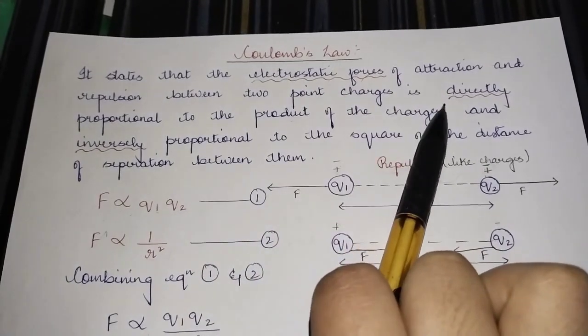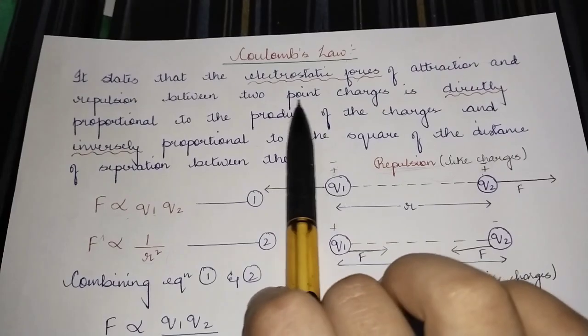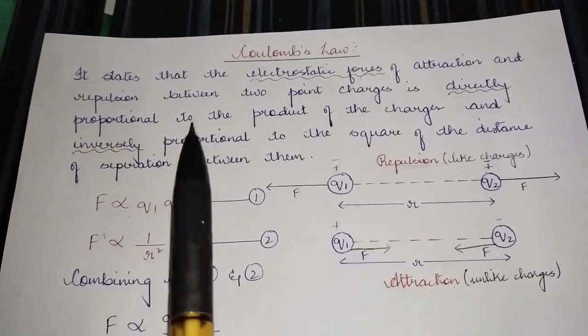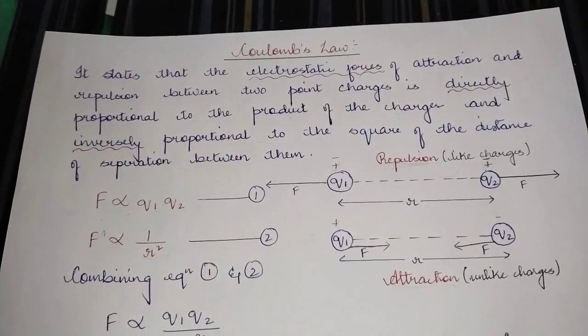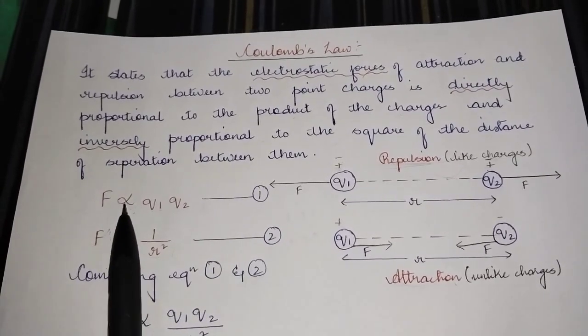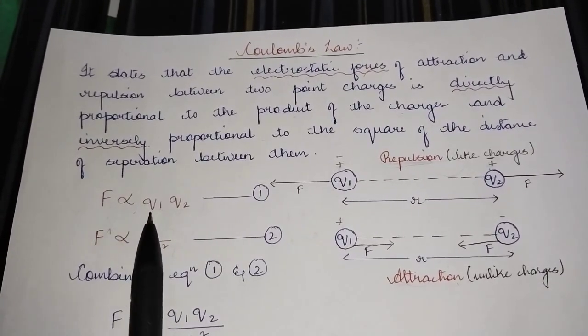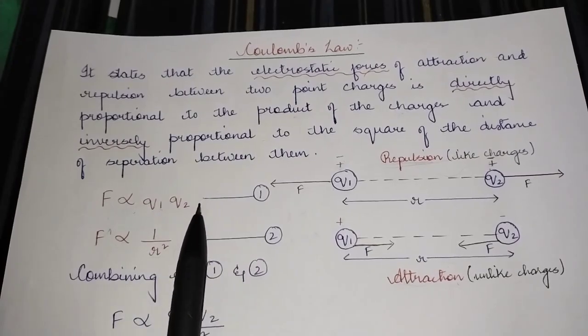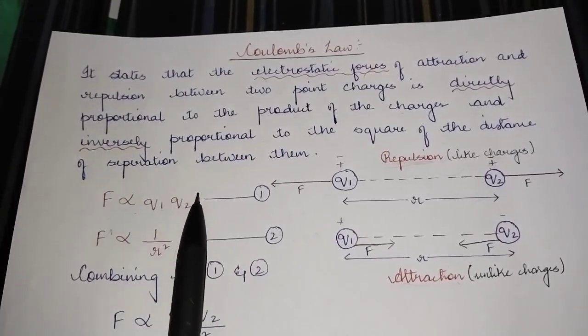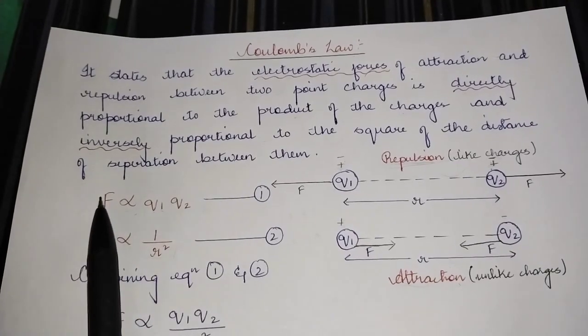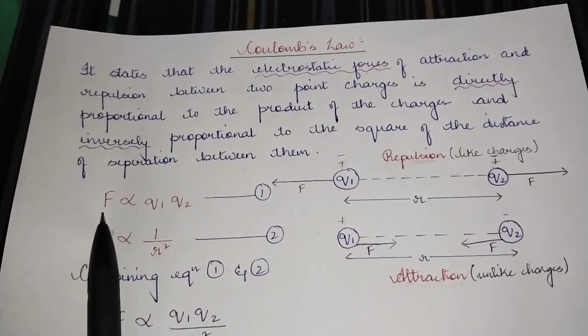between two charges is directly proportional to the product of the charges and inversely proportional to the square of the distance of separation between them, which means that the force here is directly proportional to the product of the two charges. As the charge value increases, the force will also increase. If the charge value decreases, the force will eventually decrease.